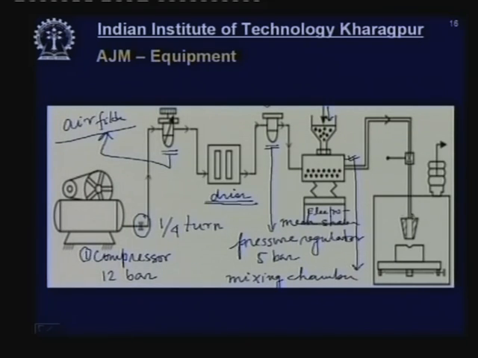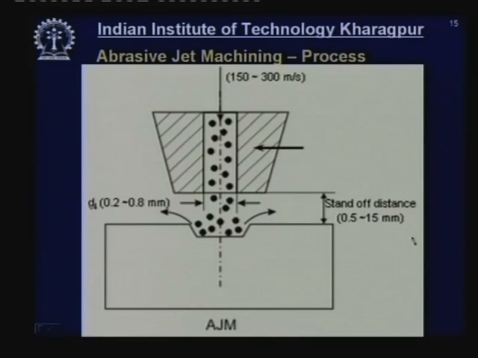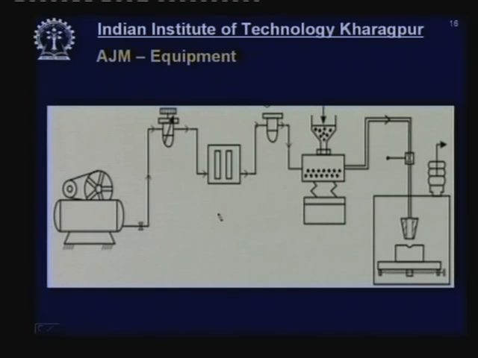Once they have mixed together, they are fed through a line like this, and here you have an electro-pneumatic on-off type valve. This is not a quarter turn valve, this is an on-off type valve. So when the valve is on, the abrasive and gas mixture is allowed to issue from the nozzle, which we have already discussed in the previous slide. It is allowed to issue from the nozzle, which has been shown here.